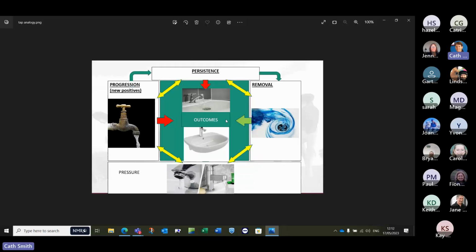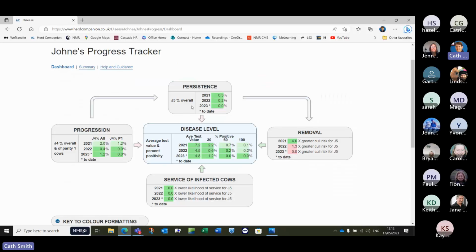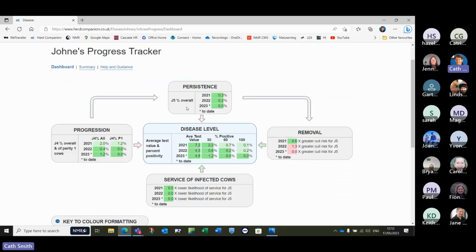In the middle, at the top, we've got persistence. So this is the tap that's running, filling your sink. And again, if I go back here, you can see this is focusing on the J5s overall. So over time, how are we improving for that top level of persistence?